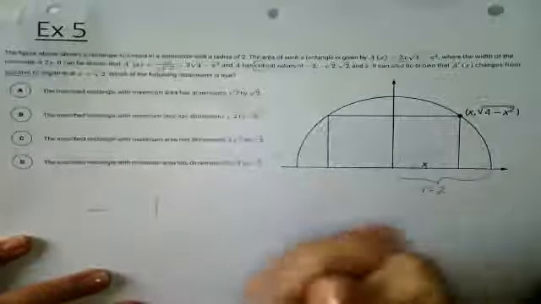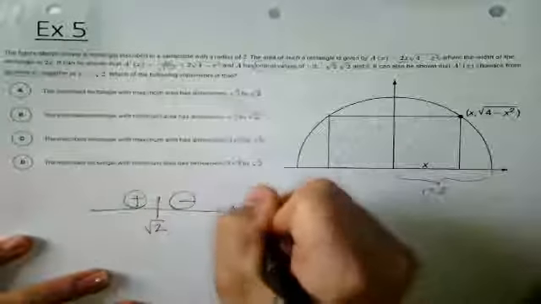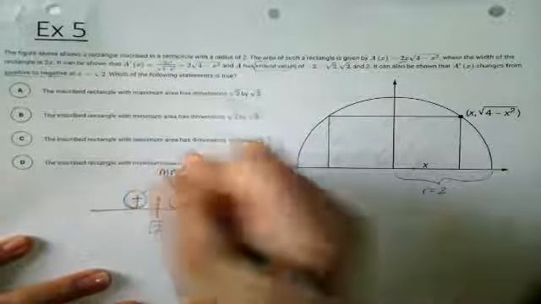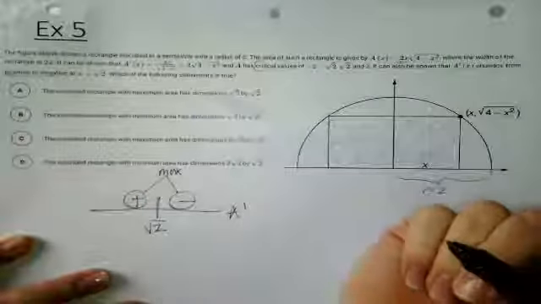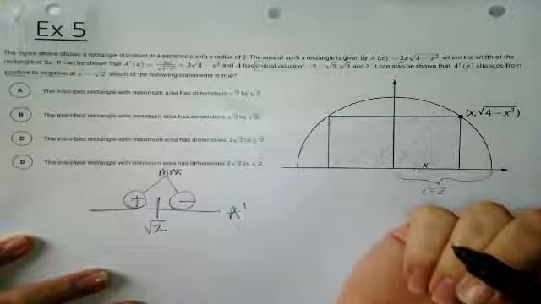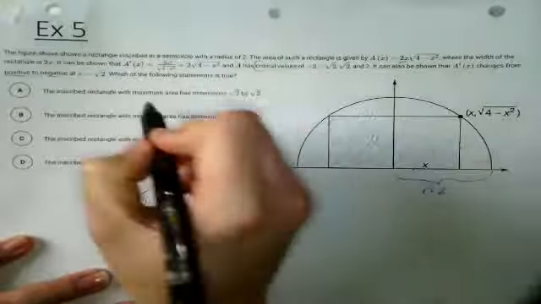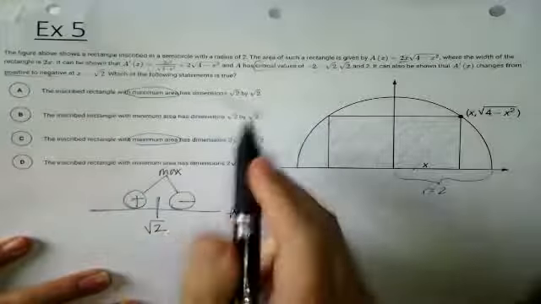Oh, my pen just died. Positive to negative at square root of 2. Positive to negative. Well, if the derivative is changing from positive to negative, that is a maximum value. And so it looks like we would have a maximum area. This is critical number x.